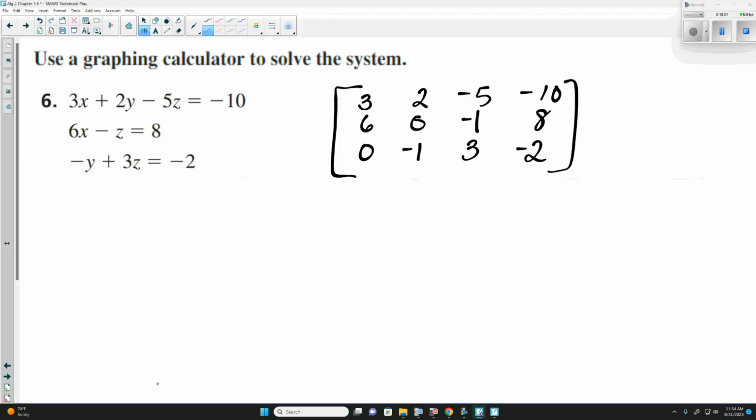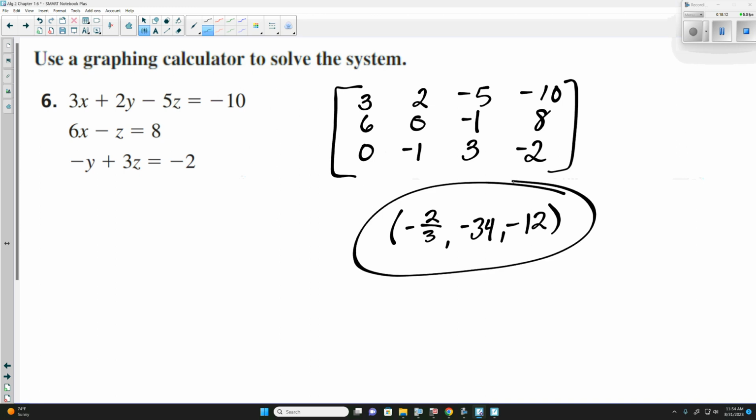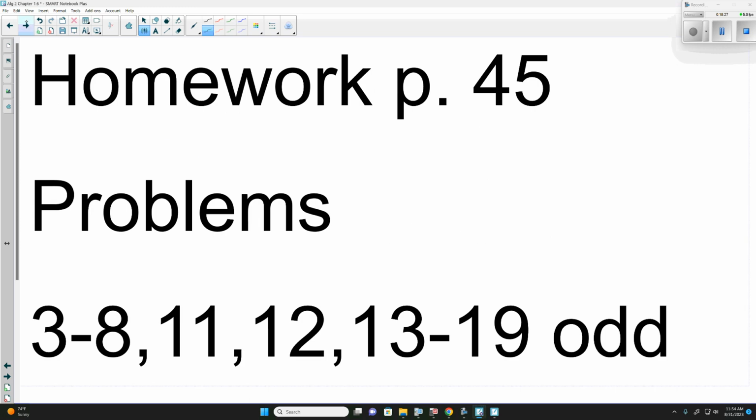So our answer is negative 2/3, comma, negative 34, comma, negative 12. And that's it. Questions on this here? And that's it.